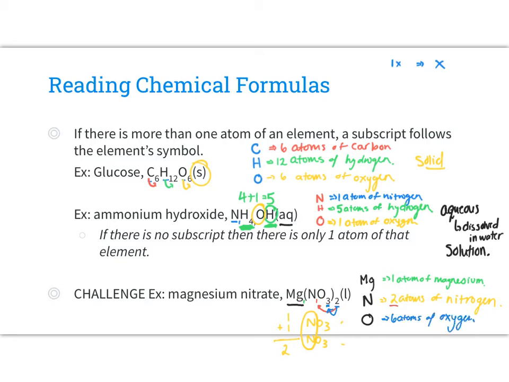We could have seen this here. We have 3 oxygens and another 3 oxygens in the second nitrate. Therefore, there are 6 atoms of oxygen total. This is beyond what we need to know for Science 9, but it's good information. It will come up later in chemistry, in Science 10 and in Chemistry 20.